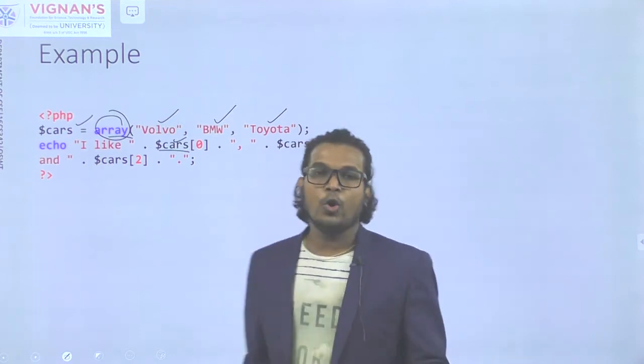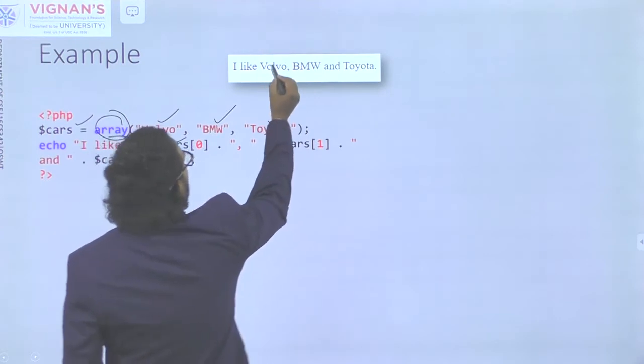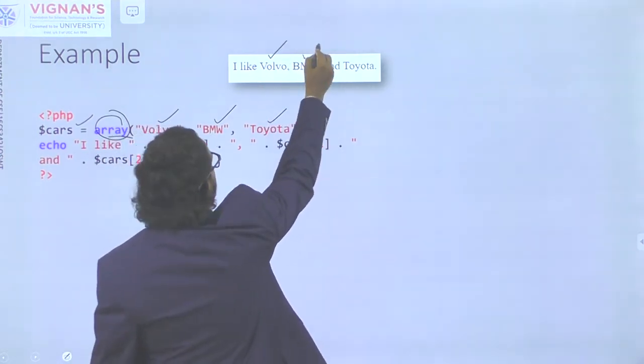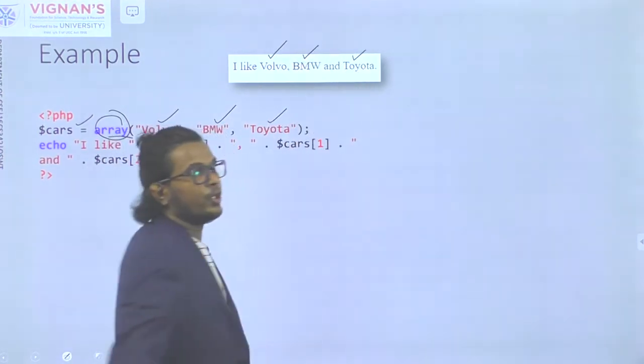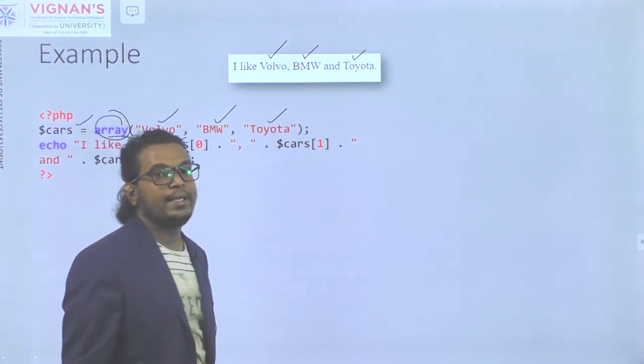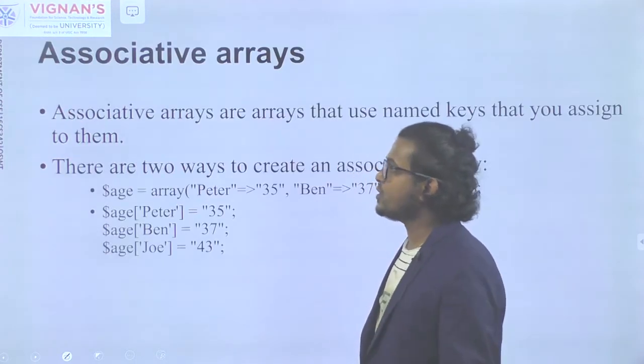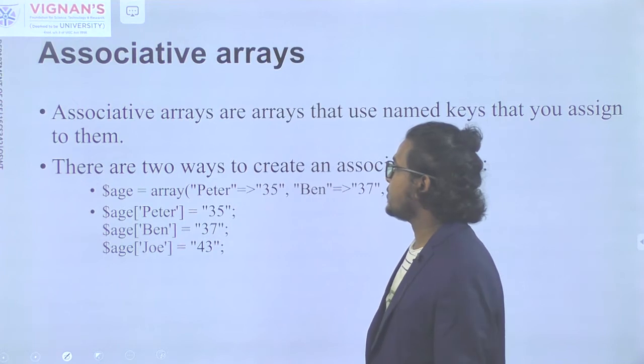Now we'll see the output for this array. Here this is the output. First one is a Volvo, second one is the BMW, and third one is the Toyota. Clear? This is an example for your indexed array. Next one is the associative array.